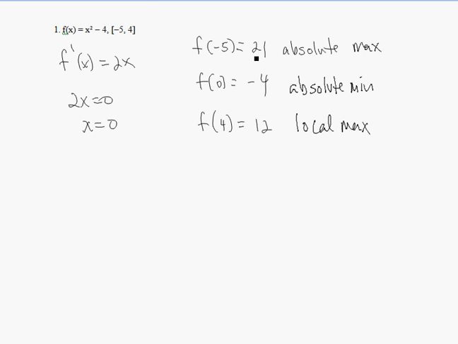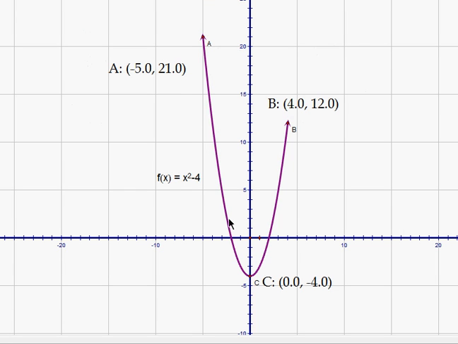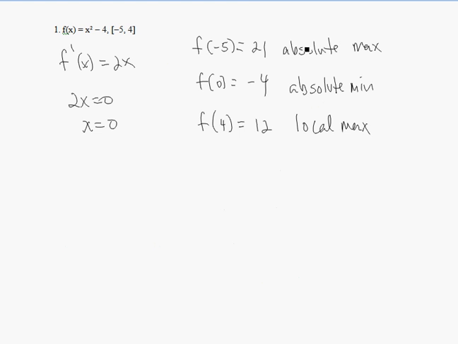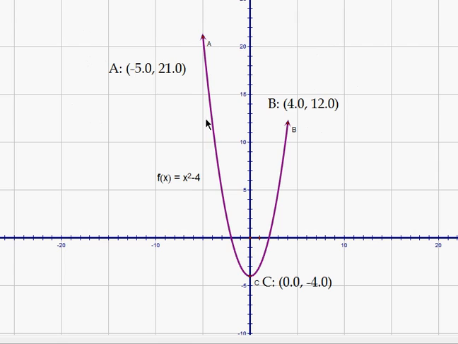So f of -5, 21 is an absolute max, 0, -4 is an absolute min, and 4, 12 is a local max. So it's helpful to know what the graph looks like in order to determine whether it is a local max or min. Obviously, it's pretty straightforward that this is the highest point, that's an absolute max, and this is the lowest point, that's an absolute min. It's just not clear whether this is a local max or min. So it's pretty helpful to know what the graph looks like.